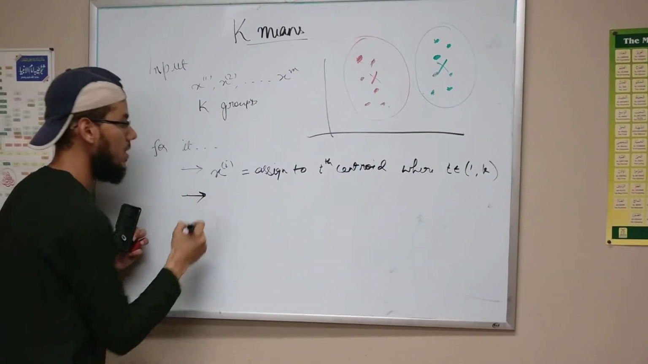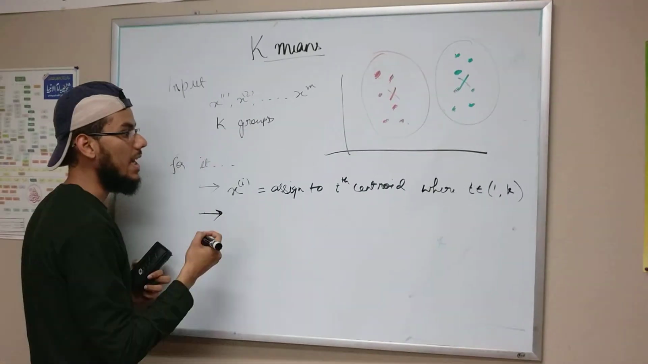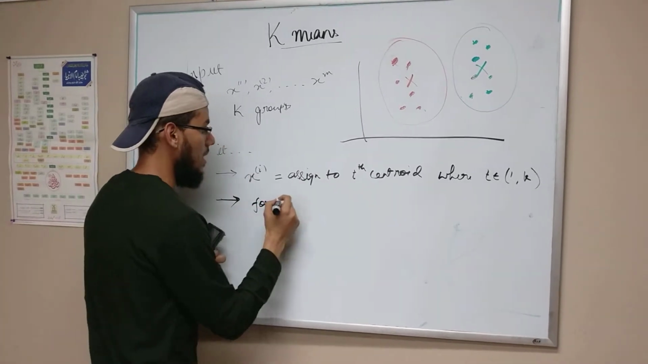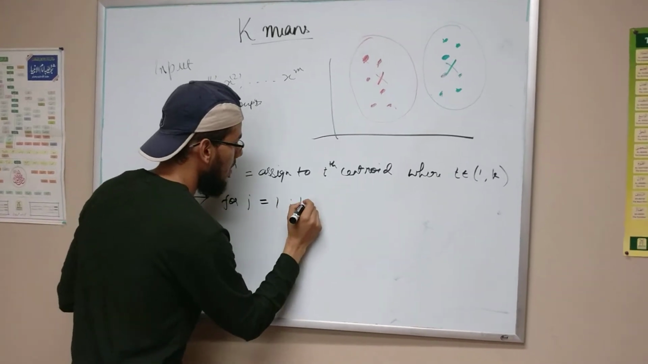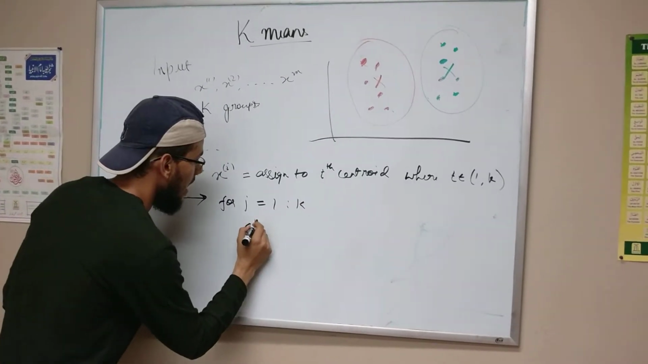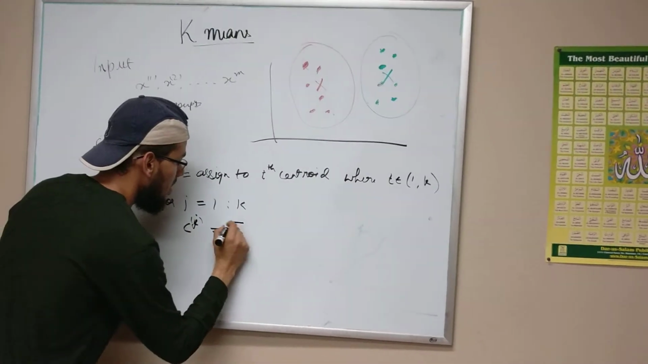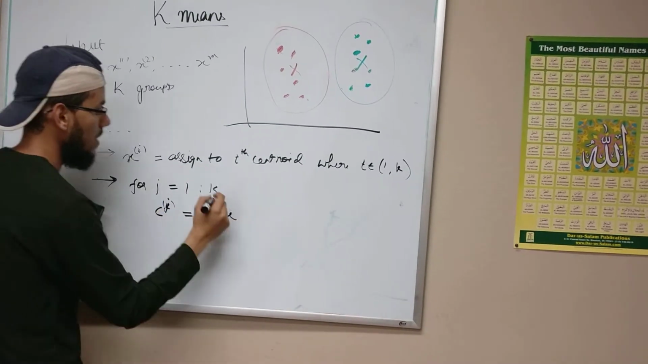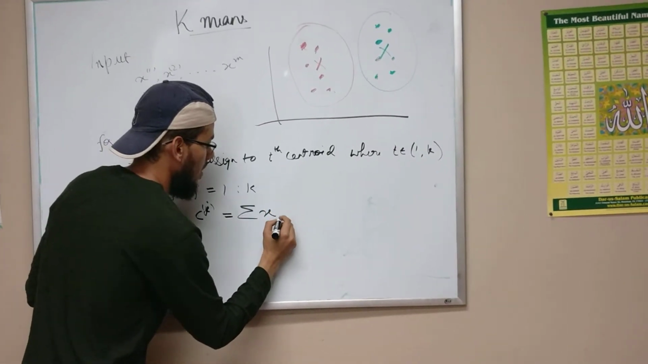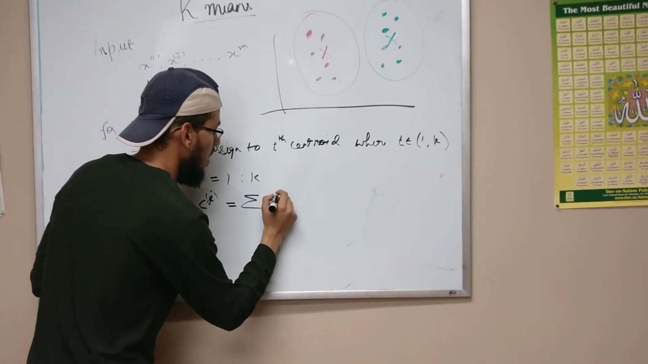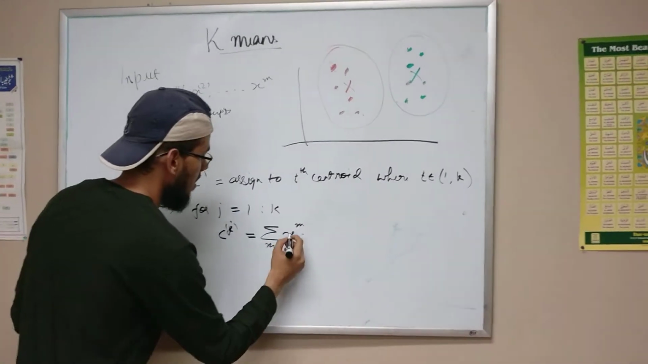And the second step, what we're going to do is, we're going to take the average of all the x's which belong to each of these k centroids. So for j equals 1 through k, the centroid c_j is going to be the sigma of x, which belong to the jth centroid, x_j, say m, and it's gonna be the average, 1 by m.